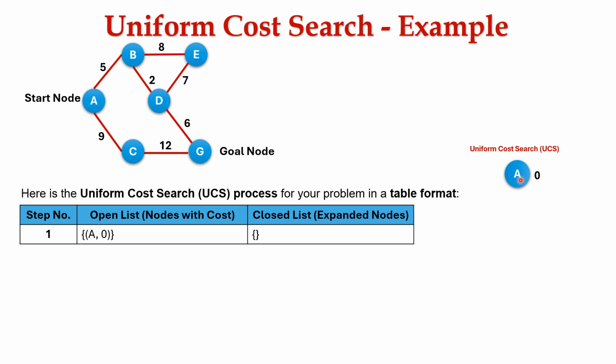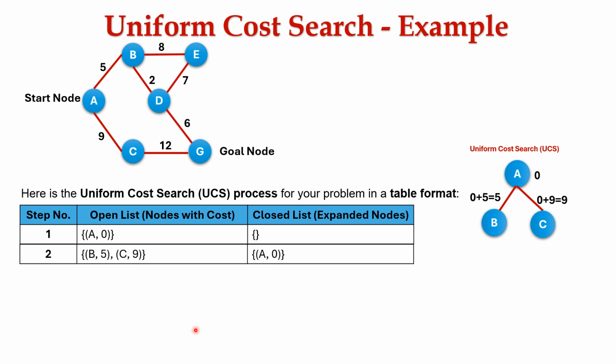In step 2, we need to expand the node A. So now we need to find its neighbors. That is, from A, we have the neighbors as B and C. The cost required to reach B from A is 5, and similarly, the cost required to reach C is 9. The same can be updated in this tree. So A to B is 5 and A to C is 9. So we need to update the same in our table as B, 5 and C, 9.